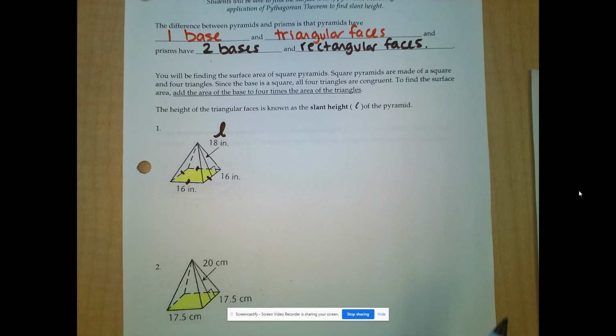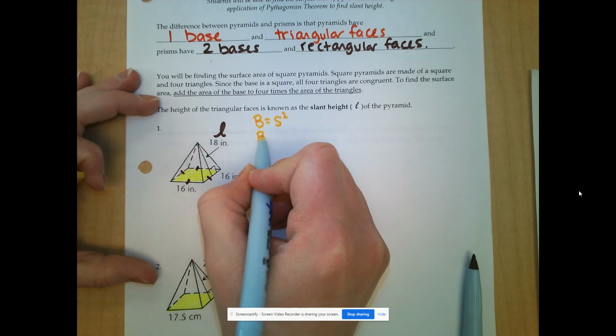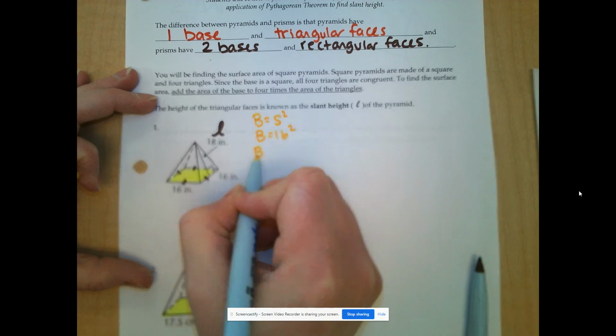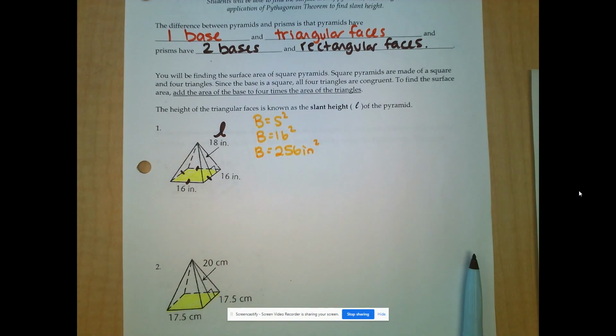So let's start with area of the base. Area of the base is a square, so side squared. So in this case, we're going to do 16 squared. Area of the base is 256 inches squared. No big deal. Then we need the area of the triangles.